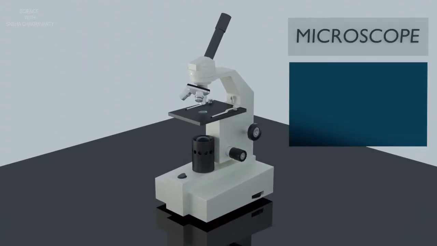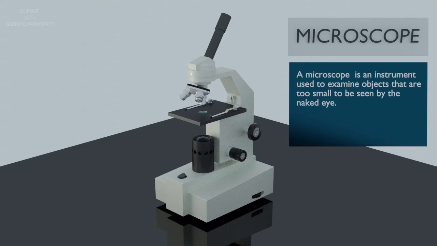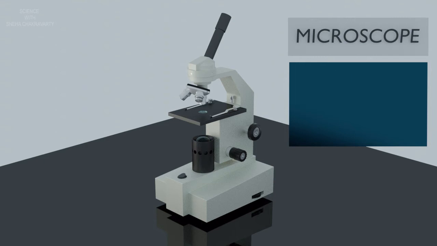Microscope. A microscope is an instrument used to examine objects that are too small to be seen by the naked eyes. This is a simple microscope. Let's have a look at its parts.